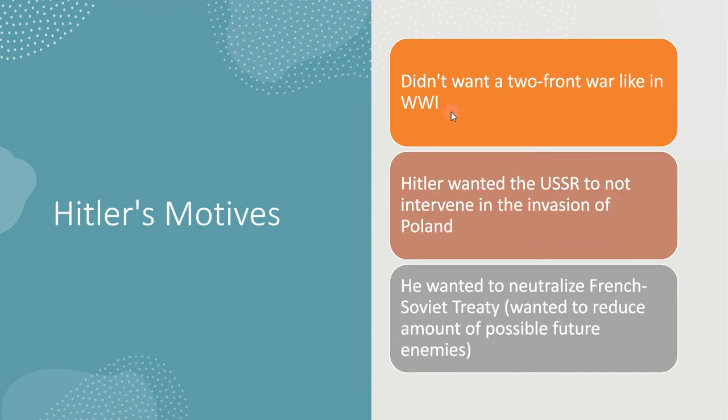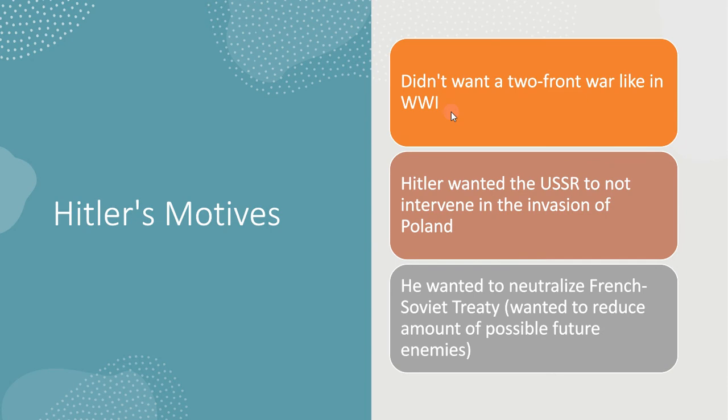So what were Hitler's motives in the Nazi-Soviet Pact? He didn't want a two-front war like in World War I. He knew that World War II was coming, and he didn't want to fight Russia on the Eastern Front and the Allies on the Western Front like in World War I, which did really tire Germany out and basically led to its defeat.